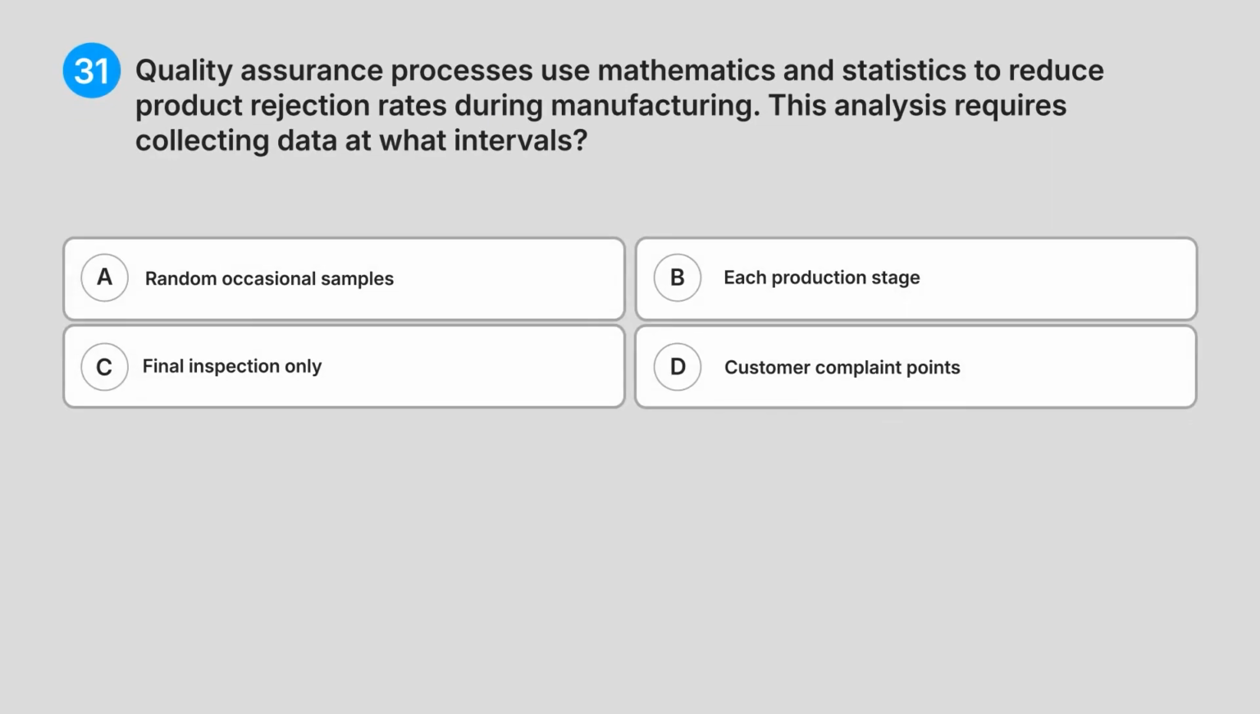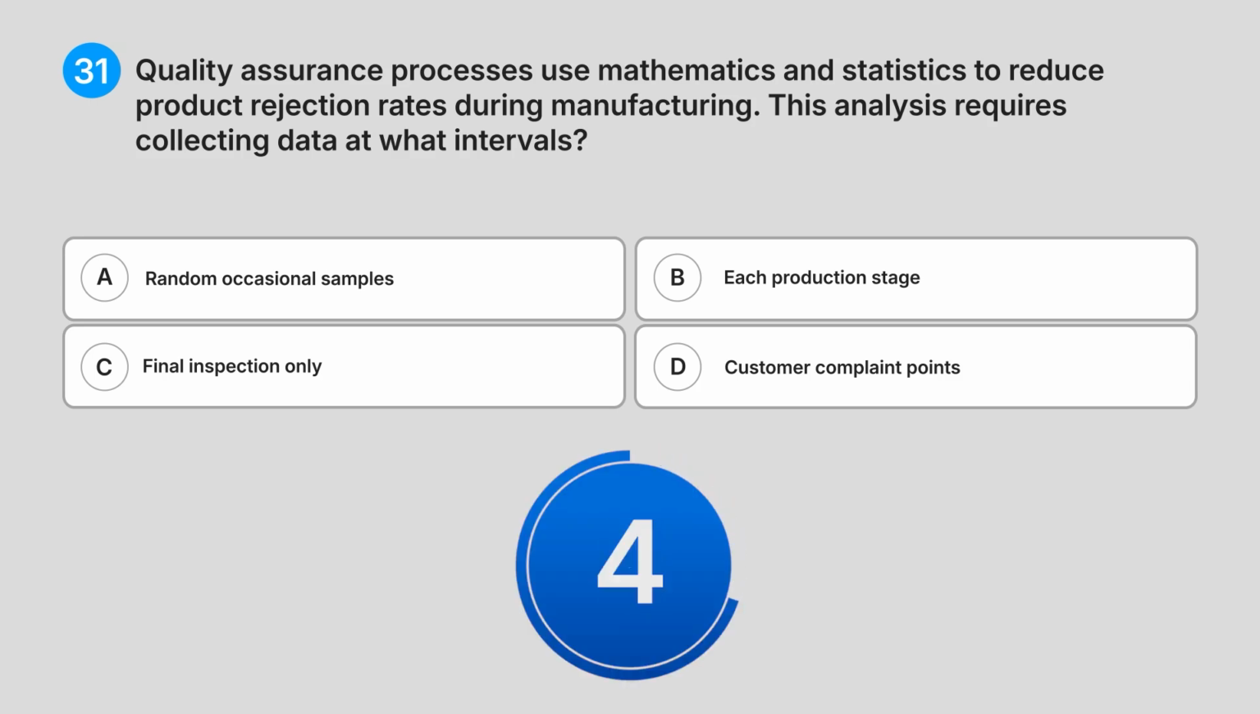31. Quality assurance processes use mathematics and statistics to reduce product rejection rates during manufacturing. This analysis requires collecting data at what intervals? A. Random occasional samples. B. Each production stage. C. Final inspection only. D. Customer complaint points. Can you guess the answer?